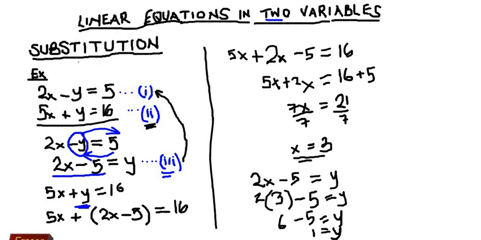Again, you can try to check by replacing 3 for x and 1 for y in any of these equations and confirm. For example, in the equation 2x minus y is equal to 5, we know that if x is 3 and y is 1, we'll have 2 times 3, which is 6, minus y, which is 1, which means 6 minus 1 is 5. And that statement is true. It should be true for equation 2 as well.